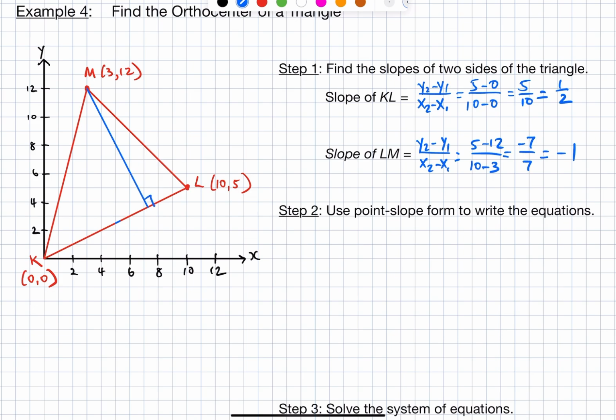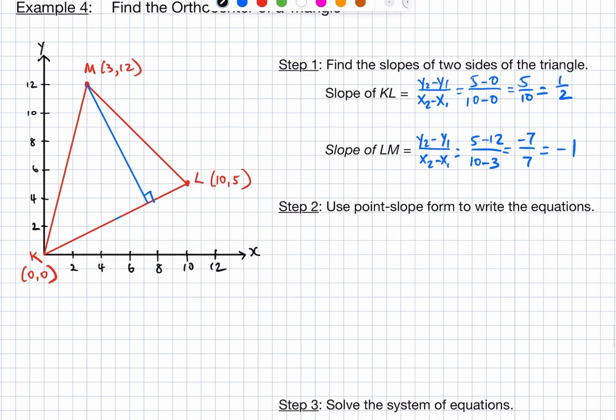So we want to find the equation of this line. And how do we find the equation of that line? We're going to use the point slope form to write that equation. So what is the point slope form? Point slope form is y minus y1 is equal to m times x minus x1. So then our equation is going to be y minus, and I'm going to leave that blank for a second, and we're going to leave this blank as well.